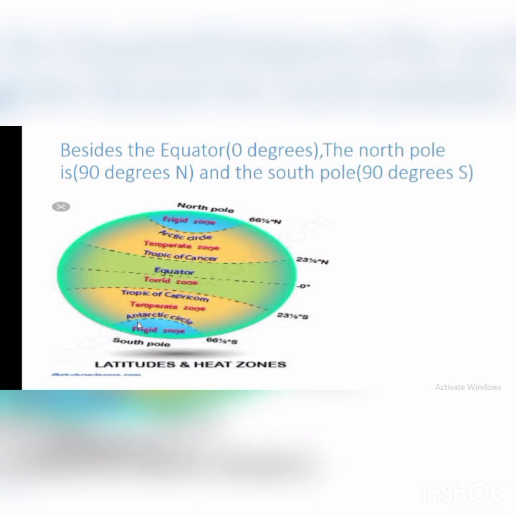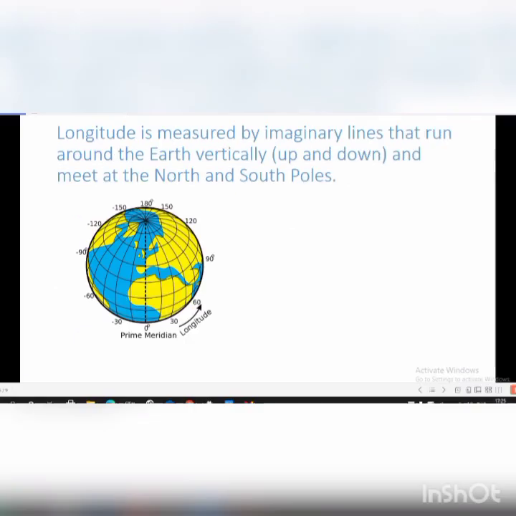Coming to the Tropic of Cancer. The Tropic of Cancer is 23.5 degrees north in the northern hemisphere. The Tropic of Capricorn is 23.5 degrees south in the southern hemisphere. The Arctic Circle is at 66.5 degrees north of the equator. The Antarctic Circle is at 66.5 degrees south of the equator.